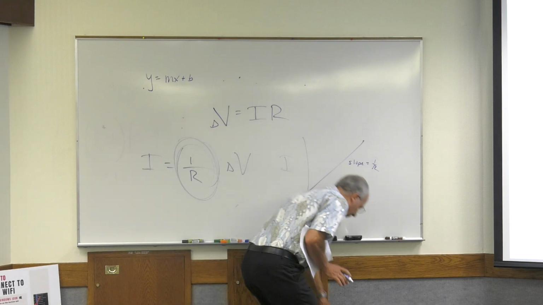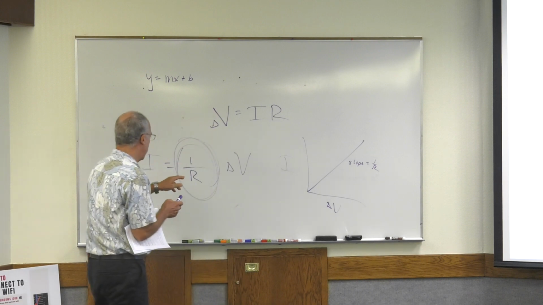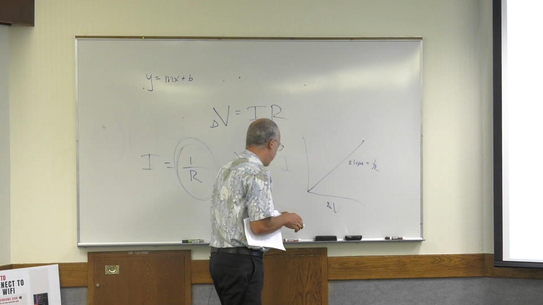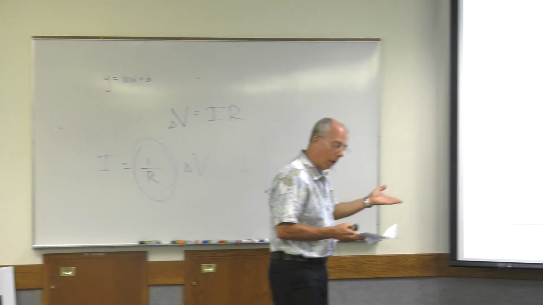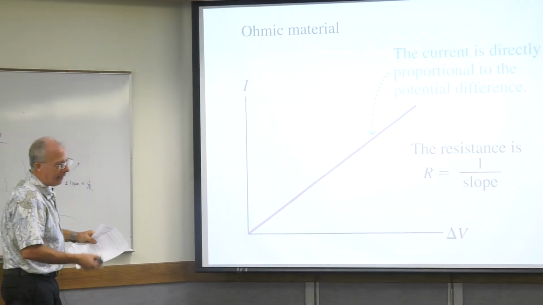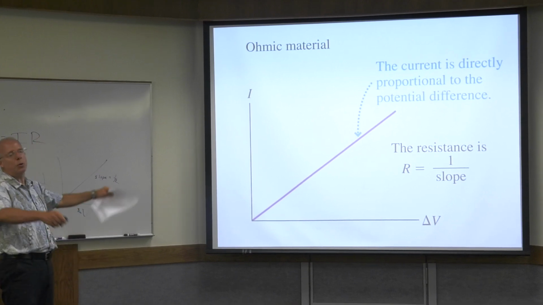Now, Ohm's law says that the resistance is constant, so you're going to get a straight line. This is a situation where it works, so we call it an ohmic material. But let's say we have something that's not a conductor. Therefore, Ohm's law doesn't work.